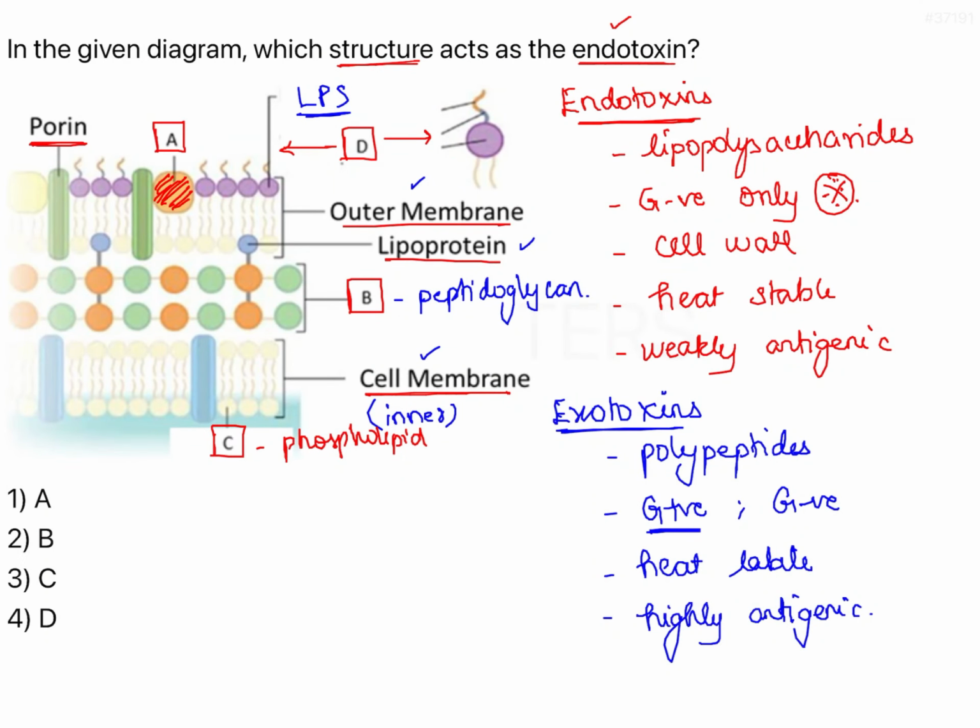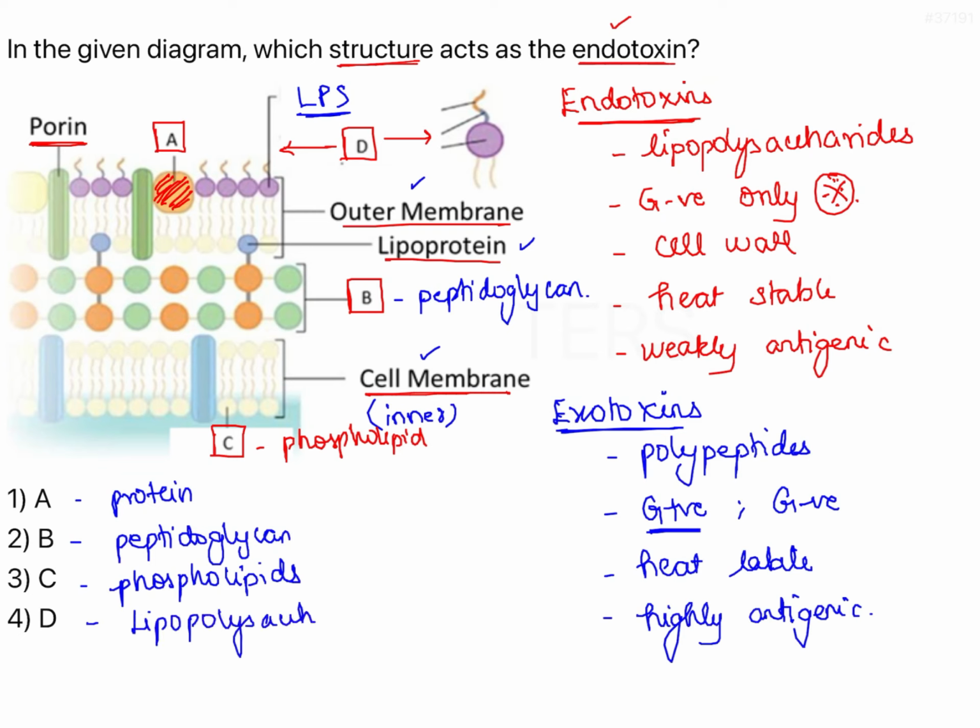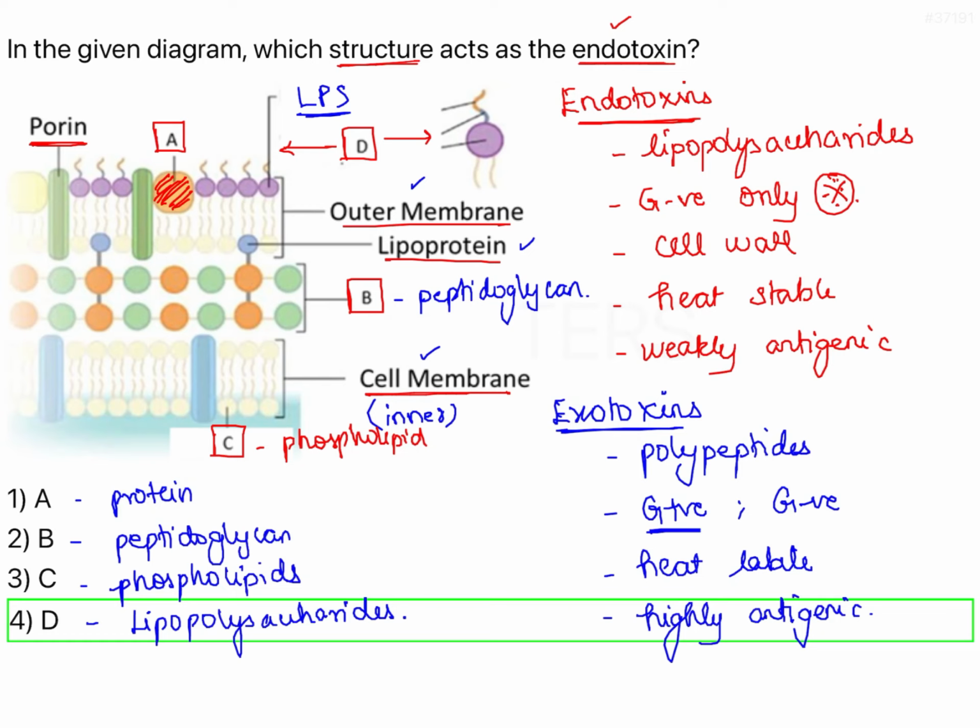Therefore, of the four given options, A stands for the protein, B stands for the peptidoglycan layer, C stands for the phospholipids present in the cell membrane, that is the inner membrane, and D stands for the lipopolysaccharides. And out of the four structures, lipopolysaccharide acts as an endotoxin. So it has the endotoxic activity of the gram-negative bacteria. Therefore, the right answer here is option D, lipopolysaccharides.